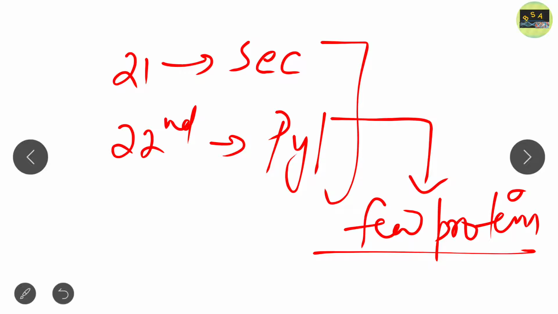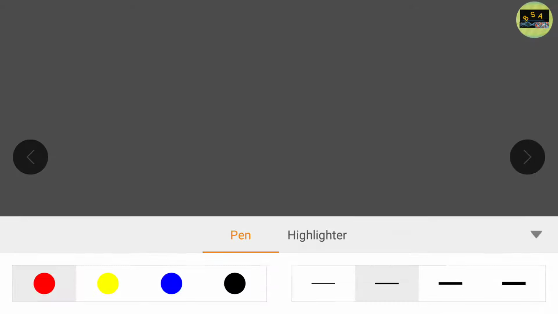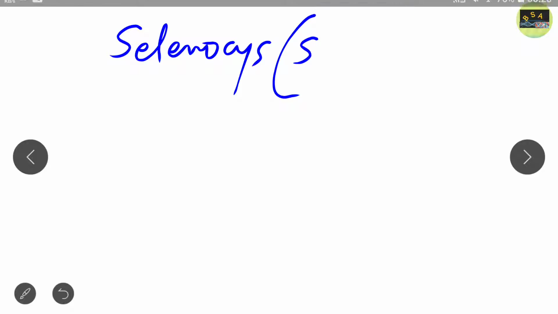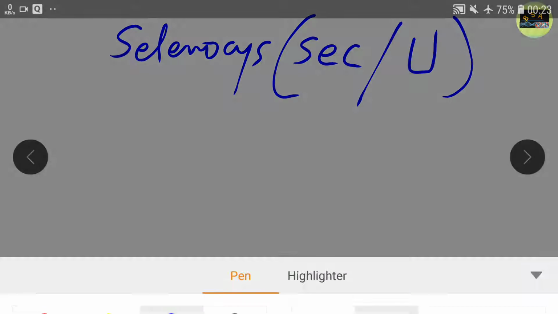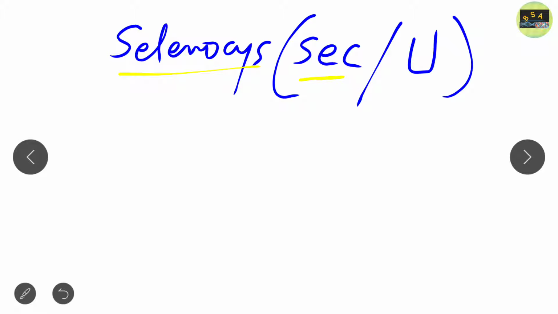Now we move towards a brief lecture about selenocysteine. First we discuss selenocysteine. It is denoted by SEC in the three-letter code, and in the single-letter code it is denoted as capital U. Please remember this. Now note down some important points. It is considered to be the 21st amino acid.